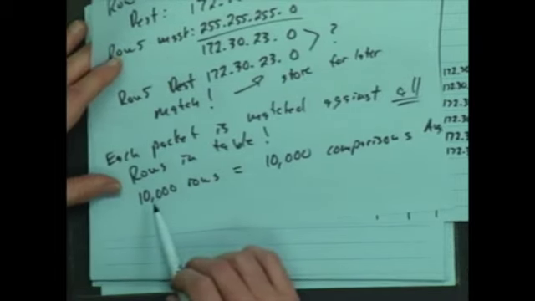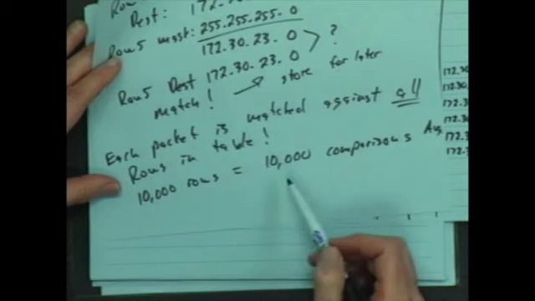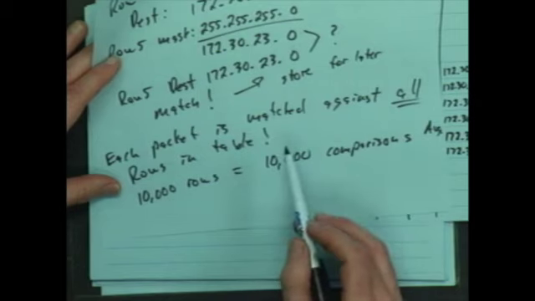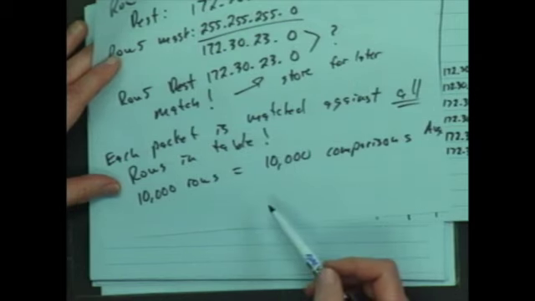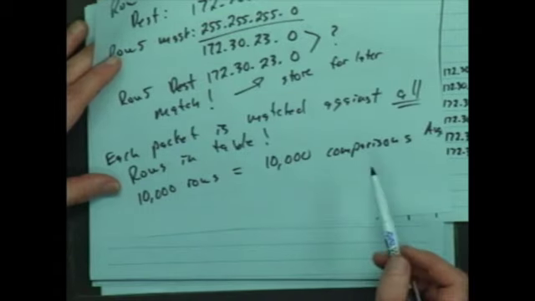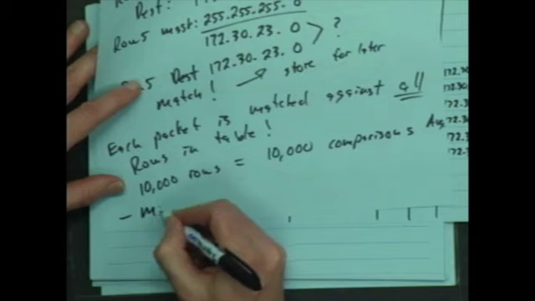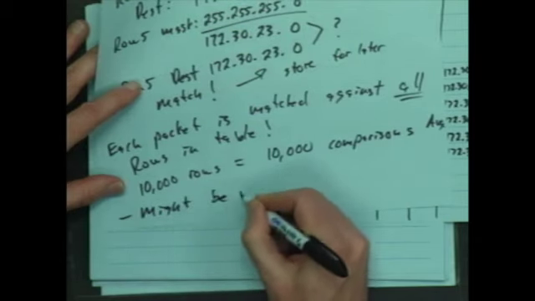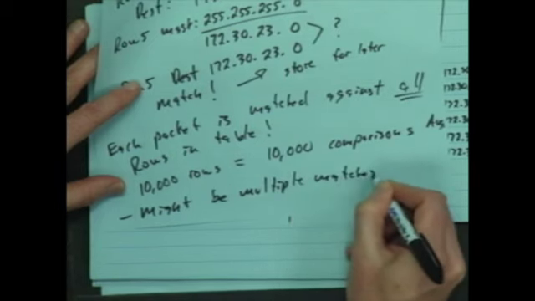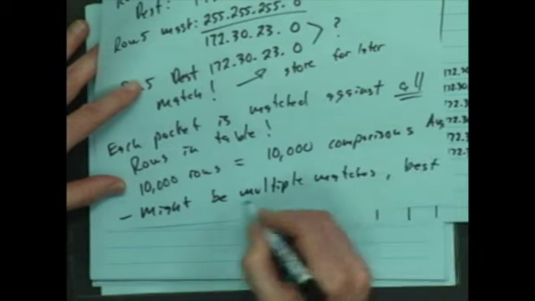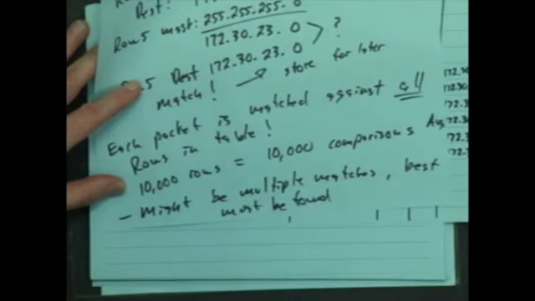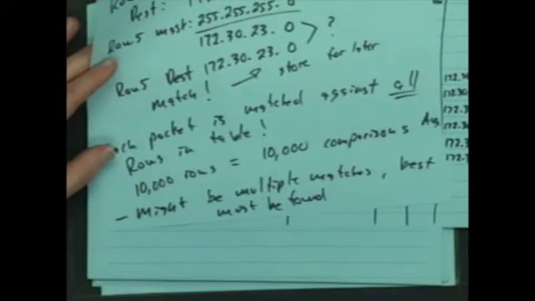This is one of the first contrasts with switches. Remember with the switch, there was only going to be one match in the table. So as soon as you find the match, you're done. So on average, a switch is only going to go halfway through the table to find a match. A router, though, goes through the whole thing. The point here is there might be multiple matches, and the best has to be found. And we will talk about that in a minute.